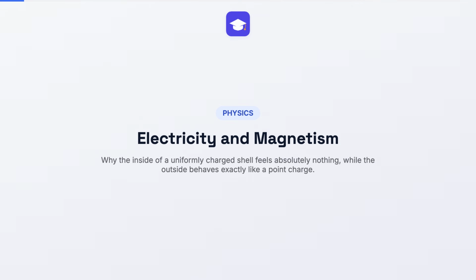Today's topic is the electric field due to a uniformly charged thin spherical shell.